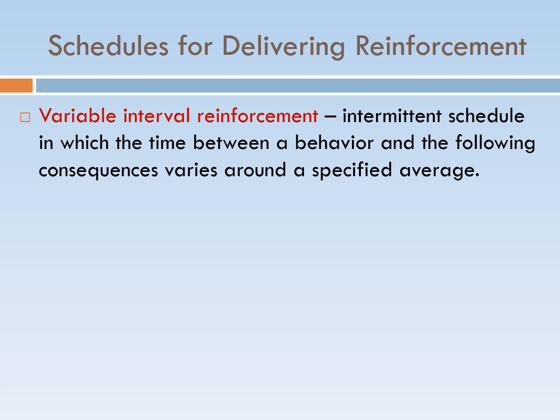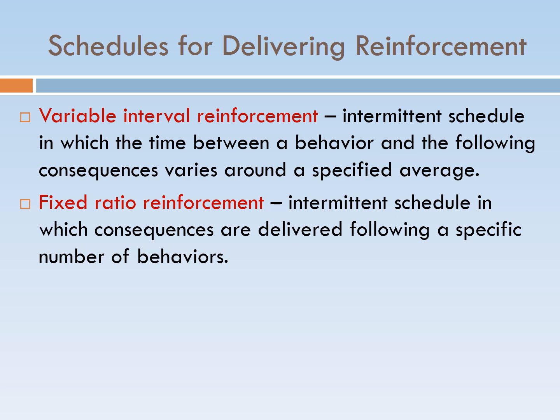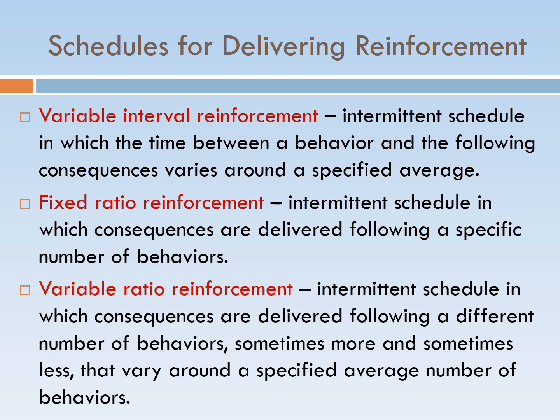Variable interval reinforcement is an intermittent schedule in which the time between a behavior and the following consequences varies around a specified average. Fixed ratio is where the consequences are delivered following a specific number of behaviors. And a variable ratio reinforcement is where consequences are delivered following a different number of behaviors, sometimes more, sometimes less, and that vary around a specified average number of behaviors.